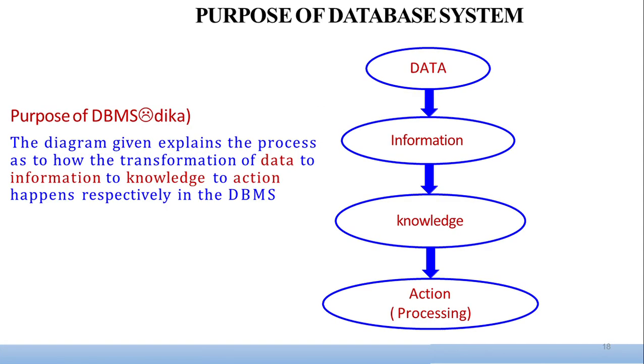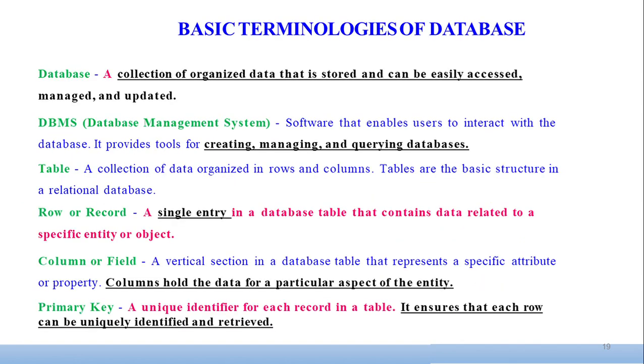Now, what is the purpose of a database system? As a recap, it is nothing but DIKA: the data gets informated to information, then it gets converted to knowledge, and finally the action that happens as a result of this knowledge is reflected in the DBMS. Now, we will move on to the basic terminologies of database.